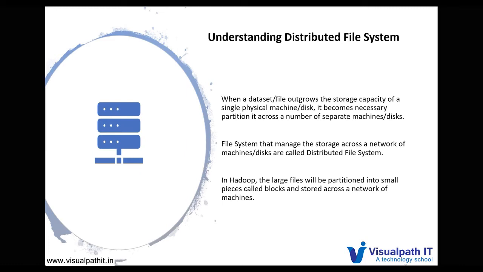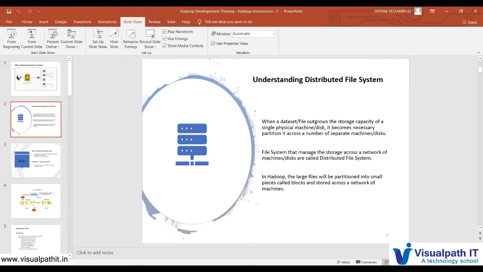In Hadoop, large files are partitioned into small pieces called blocks and stored across a network of machines. That is what we have seen here. Where is the diagram?